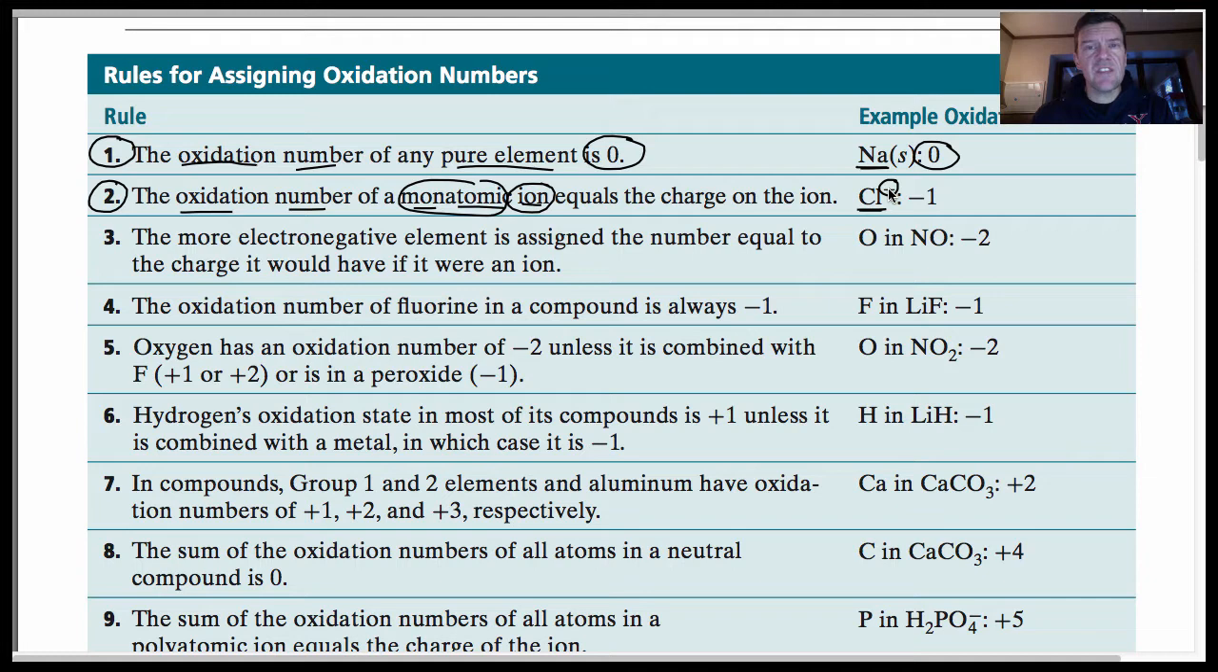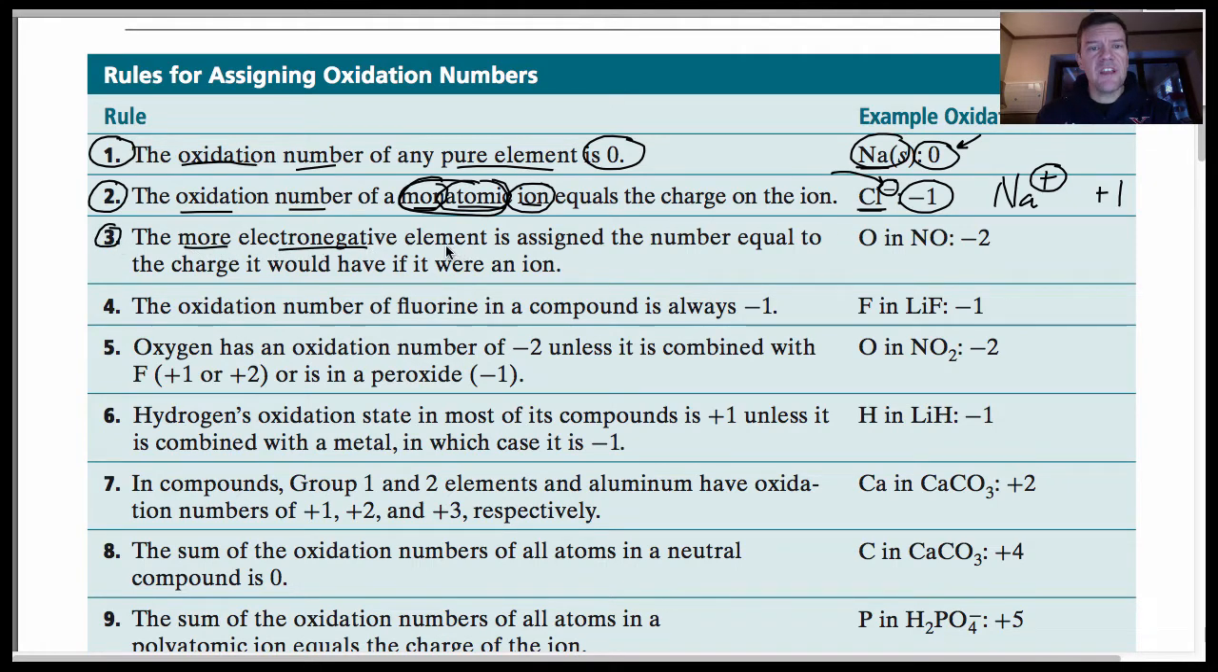So if you see Cl negative, that's the chloride ion, its oxidation number is going to be -1. Okay, -1, the same as the charge right there. All right. If you saw Na plus, that's different than Na. Na by itself is a neutral atom. Its oxidation number is 0. But if you saw Na plus, that's a monatomic ion, just one atom. And that oxidation number then would be the same as the charge right there, which would be a +1.